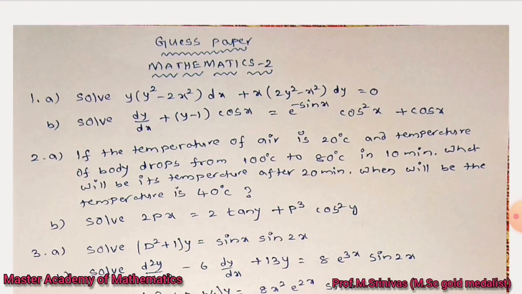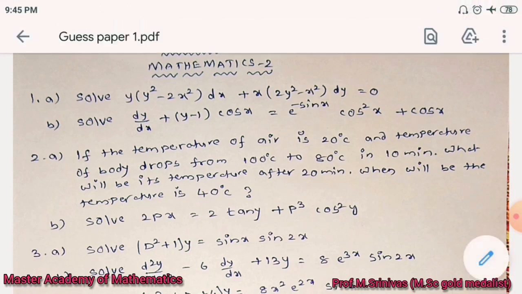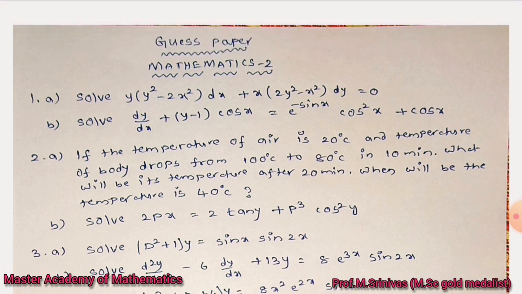Similarly, 1b: solve dy/dx + (y − 1)cos x = e^(−sin x)·cos²x + cos x. This problem is nothing but a linear differential equation. Based on that, you can directly find your solution.